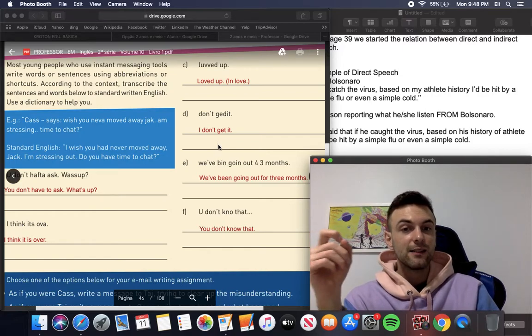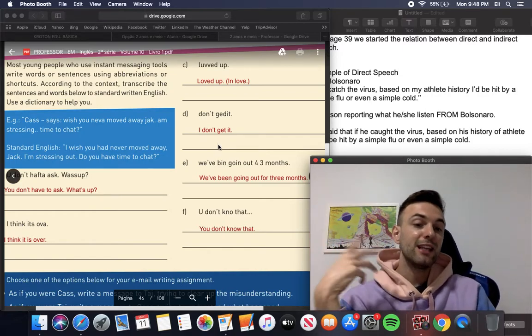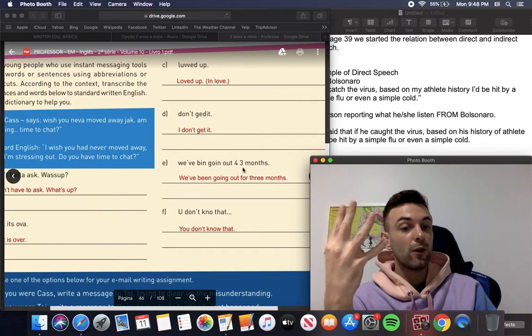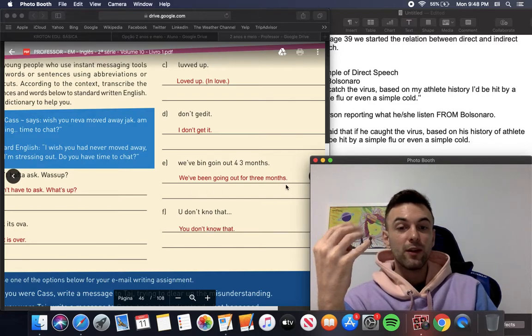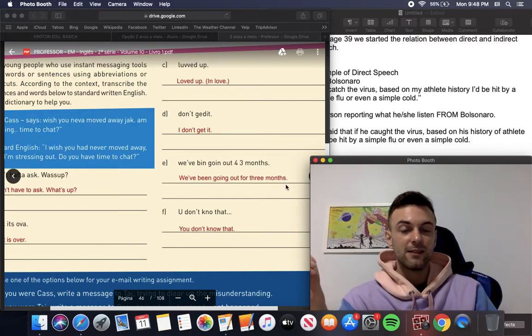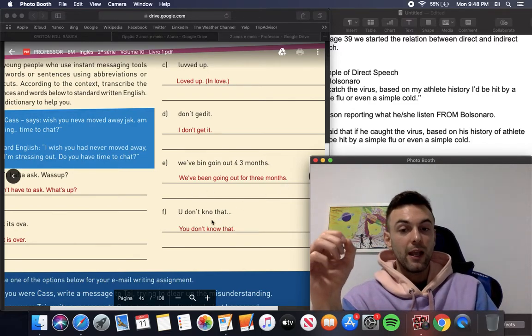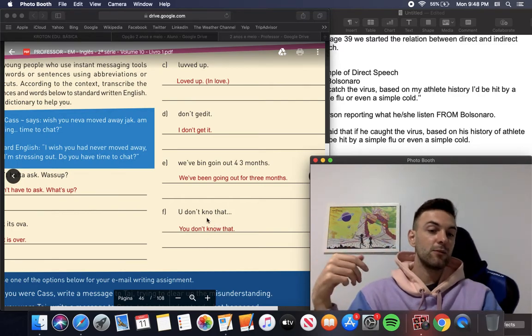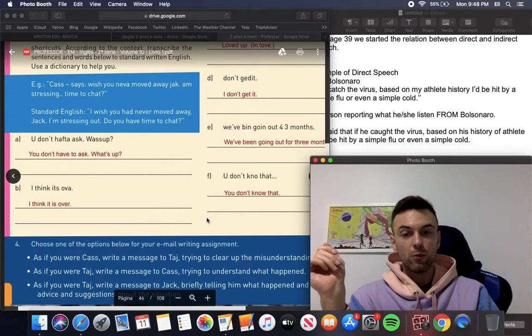Don't get it. I don't get it. Eu não entendi. We've been going out for 3 months. Por 3 meses. Vocês entendem essas conjunções? And you don't know that. Perceba que a minha pronúncia não é robotizada.